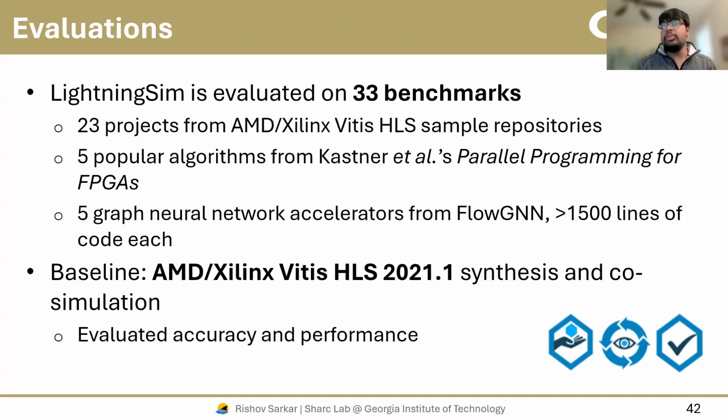I'll go through evaluations pretty quickly, but we evaluated LightningSim on 33 benchmarks. 23 of them are just sample designs from the Vitis HLS sample repositories. 5 of them are real-life algorithm implementations from this book, Parallel Programming for FPGAs, which you've probably seen in this class, maybe. And then 5 of them are the FlowGNN graph neural network accelerators that I was talking about. Each of them is over 1,500 lines of code.